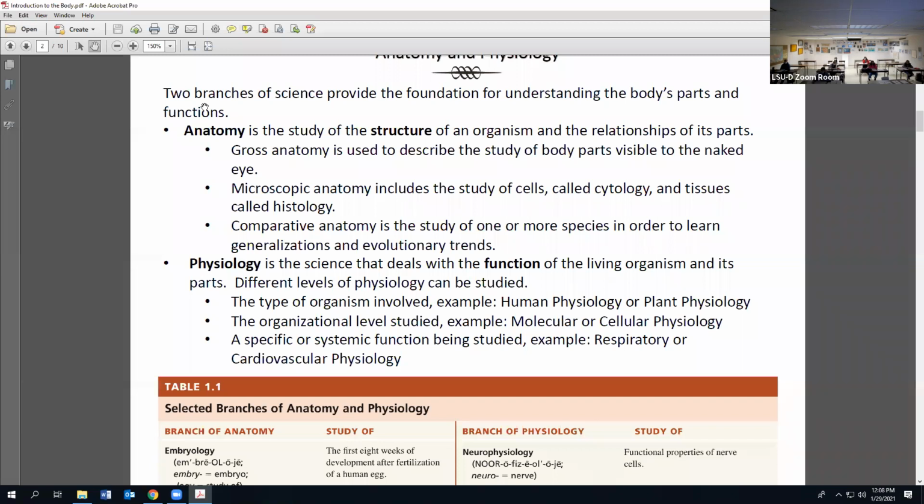What we do in lab a lot of times is comparative anatomy. Like I said, we would try to dissect in this class a sheep heart and a sheep brain and compare them structurally to what we have, as far as hearts and brains go.